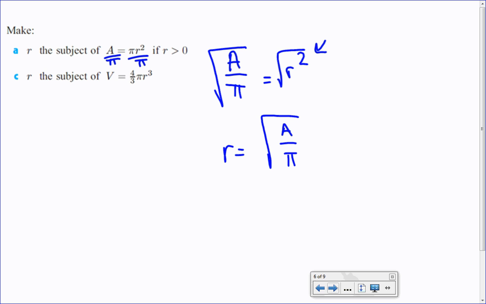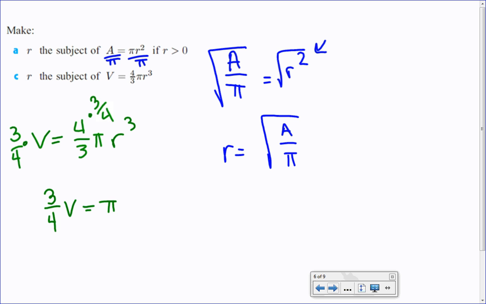Okay, here we want to solve for r again. So we have v is equal to 4/3 pi r cubed. Okay, solving for r. If we divide by the fraction 4/3, it's the same as multiplying both sides by the reciprocal. So dividing by 4/3 is the same as multiplying by 3/4. So to move it to the other side, we're going to multiply by the reciprocal. So we're going to multiply this side by the reciprocal. So we have 3/4 v is equal to pi r cubed.